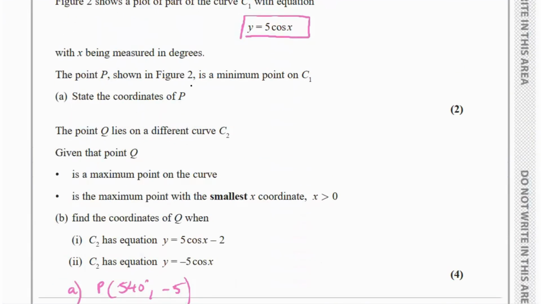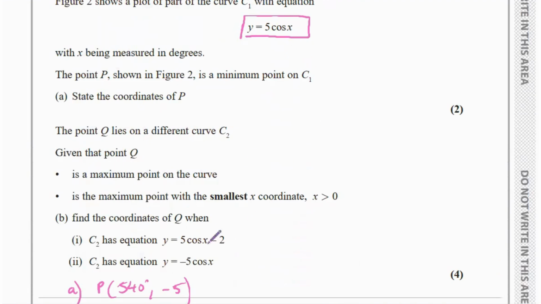Once again, this is the same as transformation of trigonometric functions that you learned in your IGCSE. Then the point Q lies on a different curve C2. Given that point Q is a maximum point on the curve, it is a maximum point at the smallest x coordinate where x is greater than 0. So it's a positive angle, but it's the smallest one. Find the coordinates of Q when C2 has equation y equals 5 cos x minus 2.